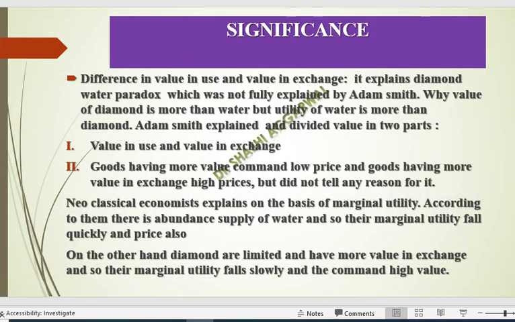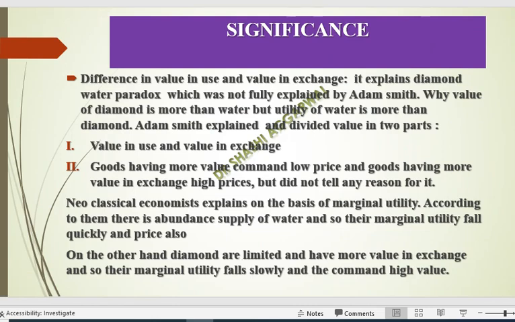This law also explains the difference between value in use and value in exchange. The diamond-water paradox is explained. It was not fully explained by Adam Smith. Diamonds are not more useful, so why is the diamond price more than that of water? Because the utility of water is more than diamond. So Adam Smith explained it as value in use and value in exchange.